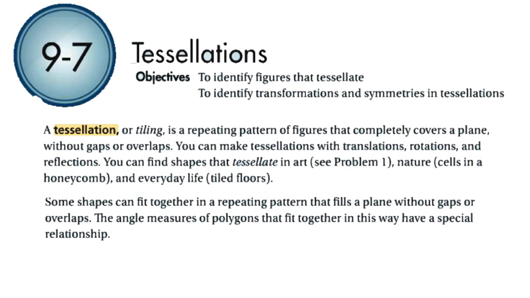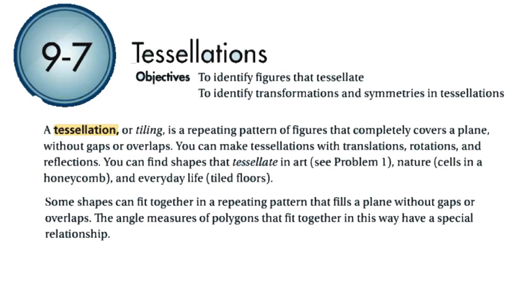Well, welcome to the last section of Chapter 9. This section is on tessellations, and this is kind of a fun section. We're going to work on identifying figures that will tessellate or will not tessellate, and we're also going to identify the transformations and symmetries that exist in tessellation. So what is a tessellation?